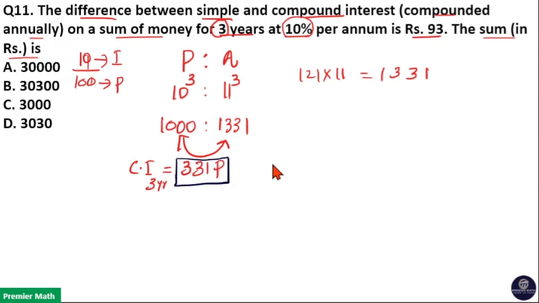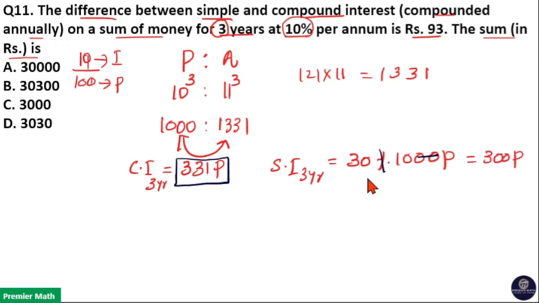Now we need to find out simple interest for 3 years. Here rate of interest is 10%. So 10% for 3 years is equal to 30%. So 30% of the principal is simple interest for 3 years. Here principal is equal to 1000 parts. We need to write parts because this is in ratio. So here the percentage and 00 get cancelled. 30 into 10 parts is equal to 300 parts.